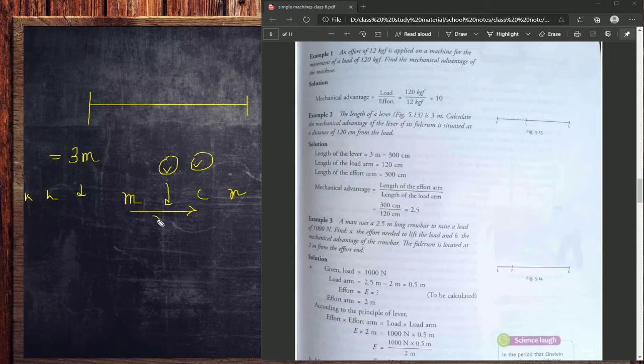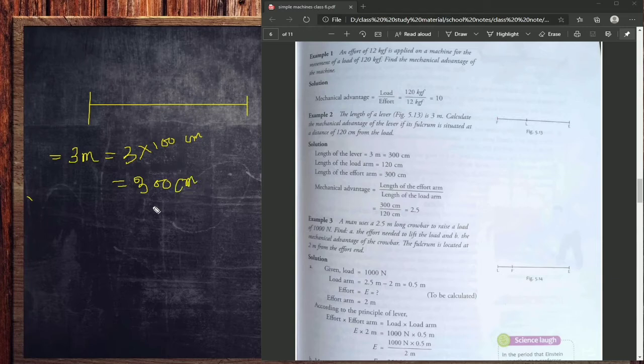That means for each step we have to multiply by 10, so that will be 100. We have to multiply by 100. So it will be 3 into 100 centimeter, or 300 centimeter. Very simple if you do it like that. So we have the total length as 300 centimeter.